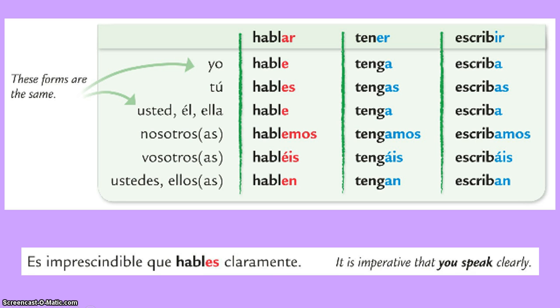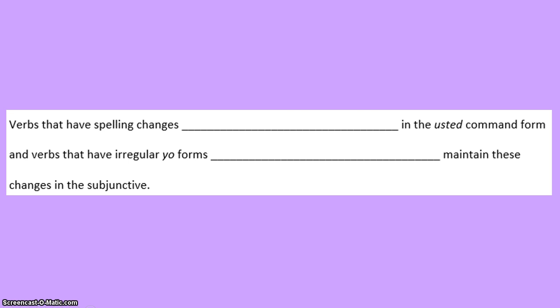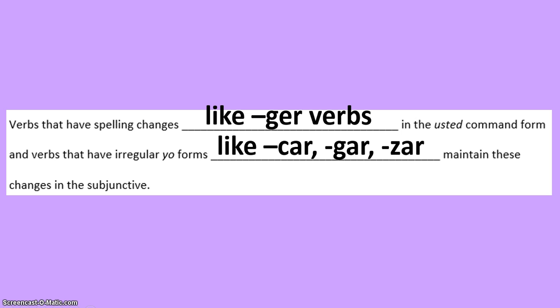Aquí tengo un ejemplo. Es imprescindible que. Remember I told you when we learned the vocab that those were going to be phrases that we would use with the subjunctive mood? Es imprescindible que hables claramente. It is imperative that you speak clearly. Verbs that have spelling changes, like cargar verbs, in the usted command form, and verbs that have irregular yo forms, maintain these changes in the subjunctive mood.